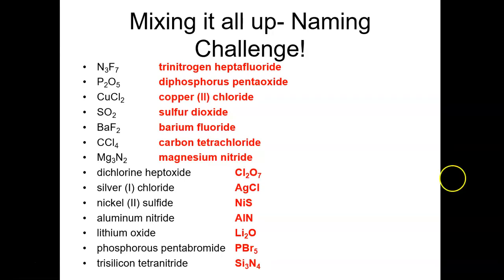The most common places that people are going to mess up are actually on barium fluoride and magnesium nitride. I think that after having learned all these other systems for naming, that seems too simple to people sometimes, like they need to throw something else in there. So that's where people have a tendency to want to use those prefixes incorrectly. So just be really careful there.